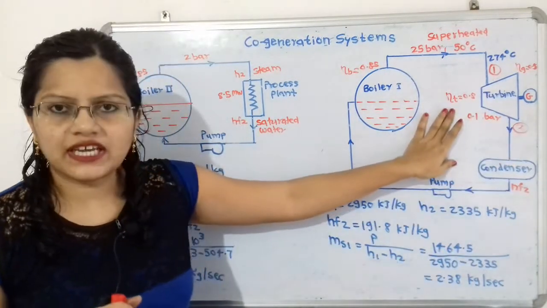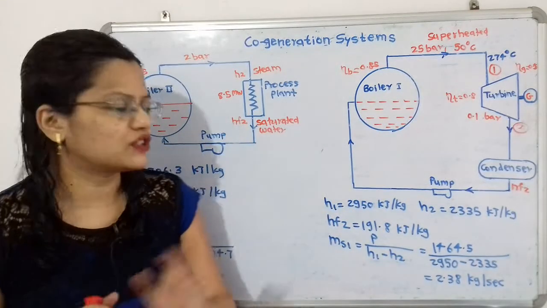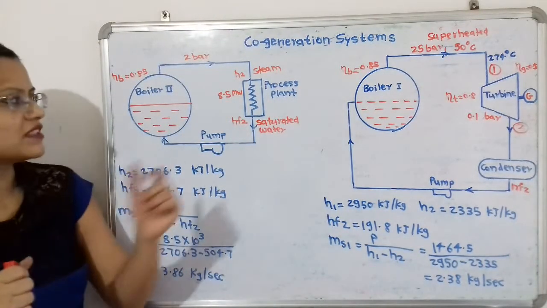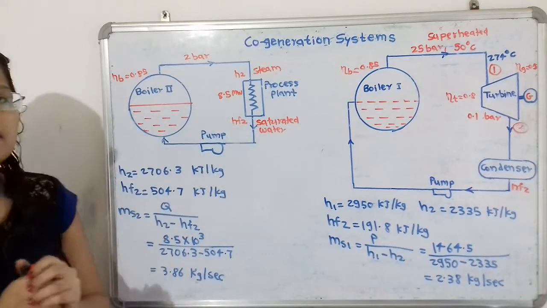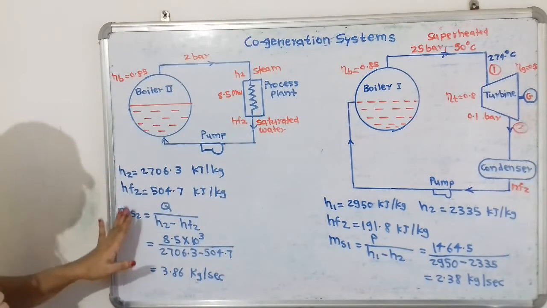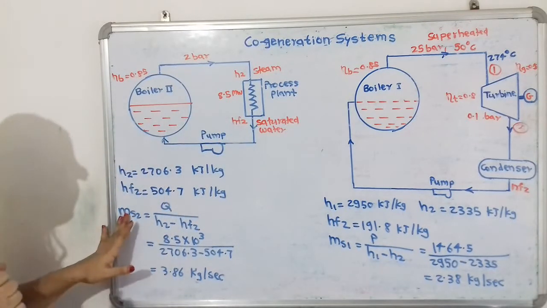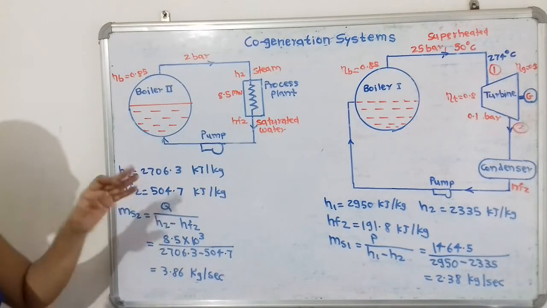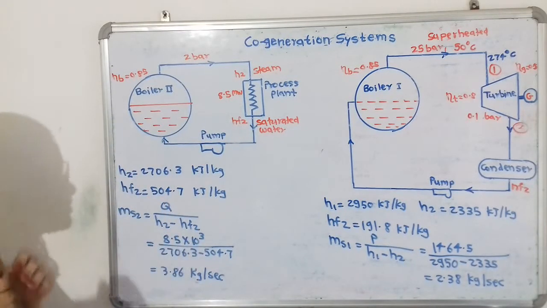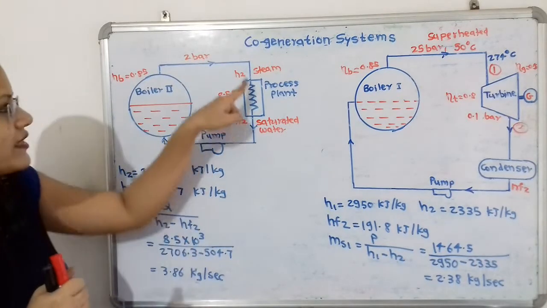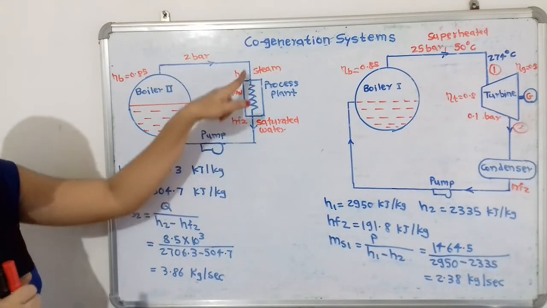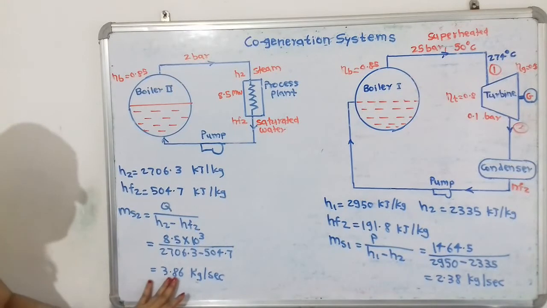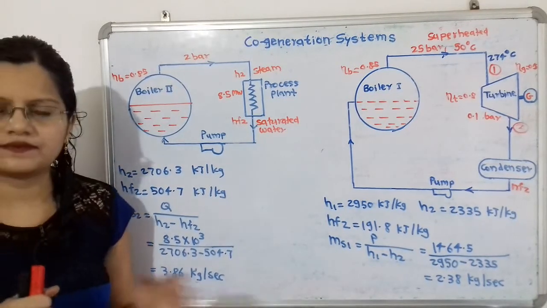So this is the first case, or we can say the first form of energy. So we will use here the suffix 1, that is ms1. Now we will move to the second form of energy, that is the heat form in this process plant. So again we will calculate the amount of steam supplied and we will use here the suffix 2. ms2 is equal to amount of heat supplied, that is 8.5 megawatt. So we will take this into kilowatt, 8.5 into 10 raised to 3 divided by enthalpy difference. So enthalpy difference is H2 and HF2 at the entrance and exit. So we will take H2 minus HF2 and we will get the answer 3.86 kilogram per second.